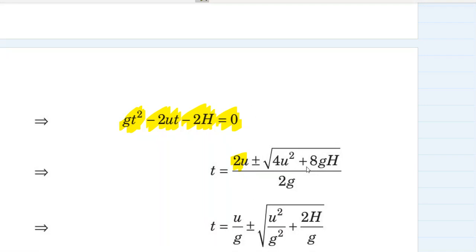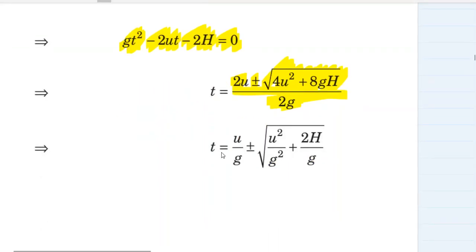So all these values, if you put in the formula, you get (2u ± √(4u² + 8gh)) / 2g as the value of t. Now if you divide by 2g throughout, t will be u/g ± √(u²/g² + 2h/g). This is the value of t.